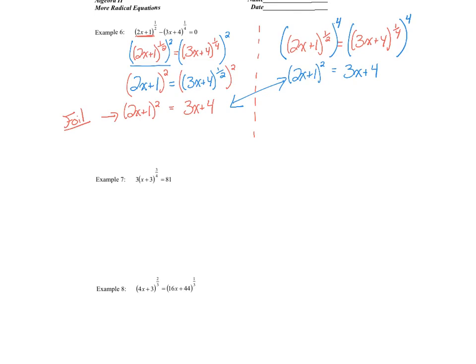So now from here, remember we're going to FOIL the (2x + 1) quantity squared. That's going to be 4x squared + 4x + 1 is equal to 3x + 4. So we're going to have to factor. Let's move everything over so it's equal to 0. So 4x squared + x - 3 is equal to 0. At this point, in order to factor this, because there is a 4 in front of that x squared and it's not a GCF that you can take out, you will have to split the middle term.